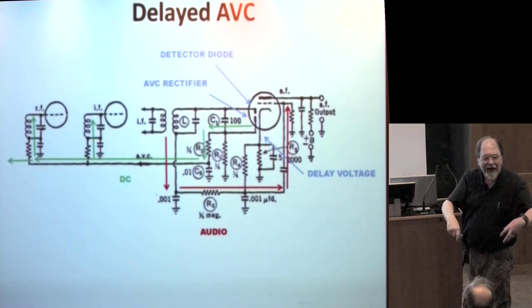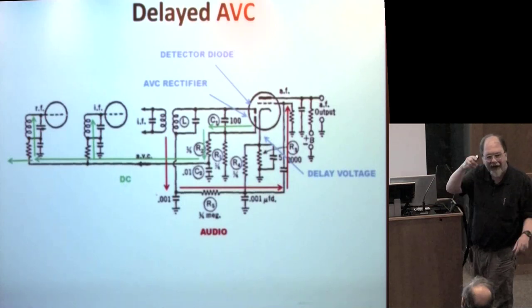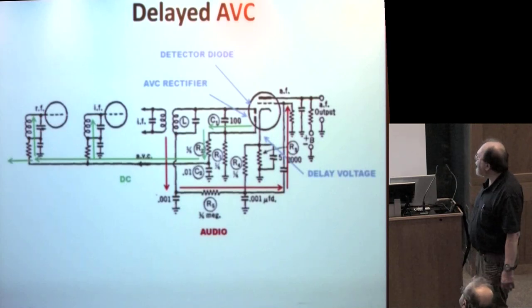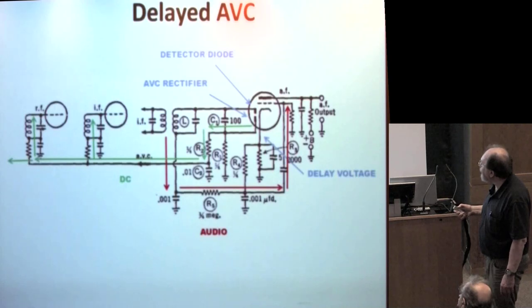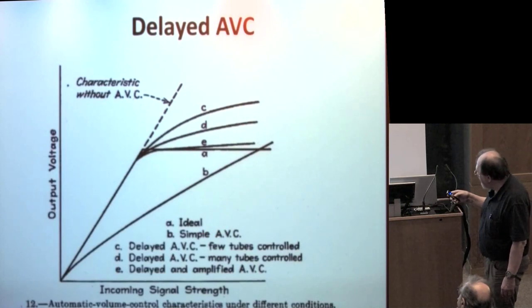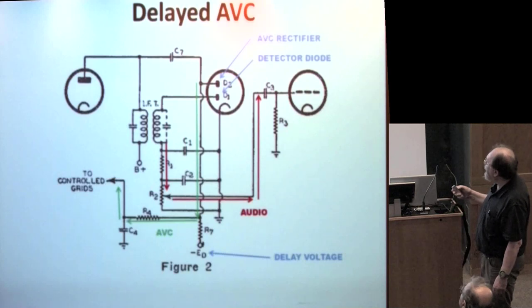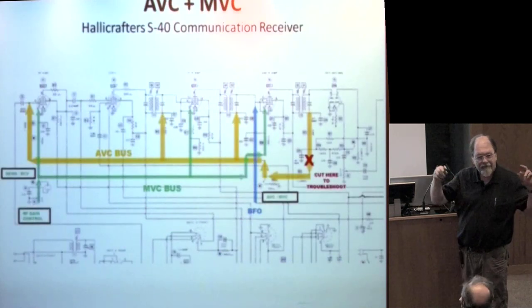So the onset of automatic volume control is delayed in signal strength, and it gets you a more favorable curve in that previous drawing, something more like this. Anyway, delayed AVC. Now we'll get serious.